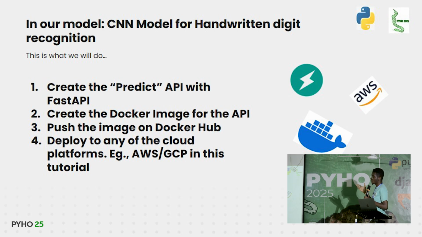Once you save the model, this is what we'll do. We'll create a predict API. What I mean by predict API is I'm naming my API predict to be able to do certain things for me with the model. Then I'll create the image for that API, and once I have that, I can push it to Docker Hub. And once I push to Docker Hub, as I said in the earlier slide, you can deploy it to any cloud platform of your choice. You can deploy it to AWS.